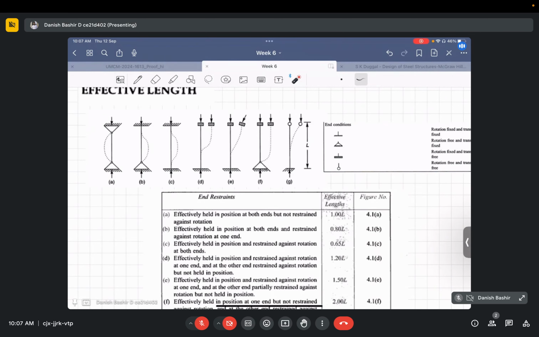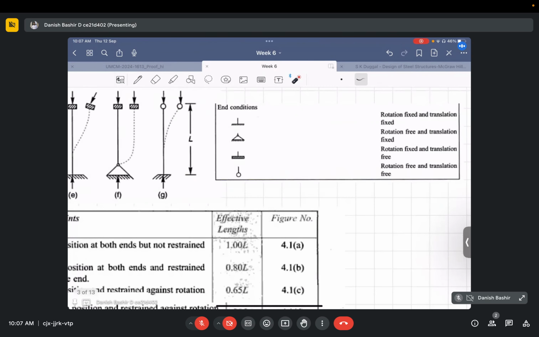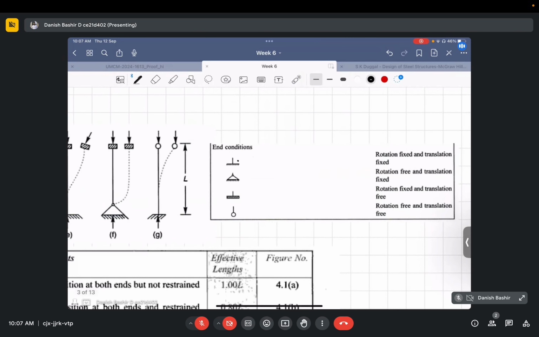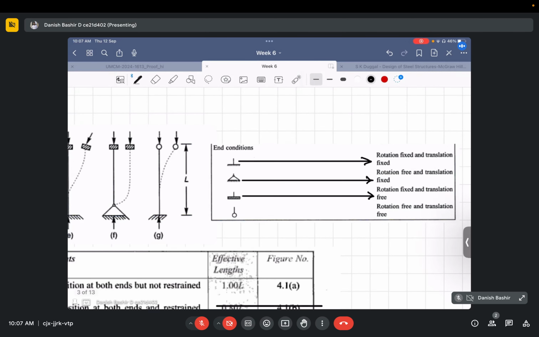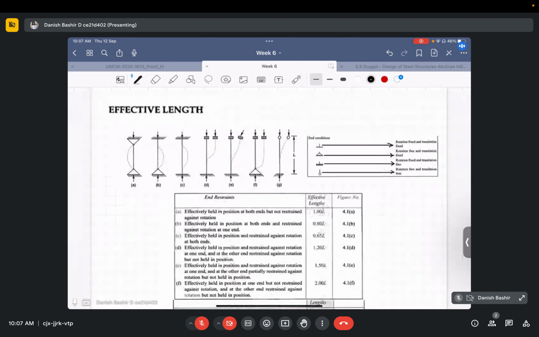So these are the different conditions that we have to see. Here I have shown what we mean by end conditions also. So this end condition corresponds to rotation fixed and translation fixed. This end condition corresponds to rotation free and translation fixed, that is, rotation is there but translation is fixed. This corresponds to rotation fixed and translation free, that is, there is no rotation but displacement is there. This is both rotation as well as translation free. I hope you got this point.